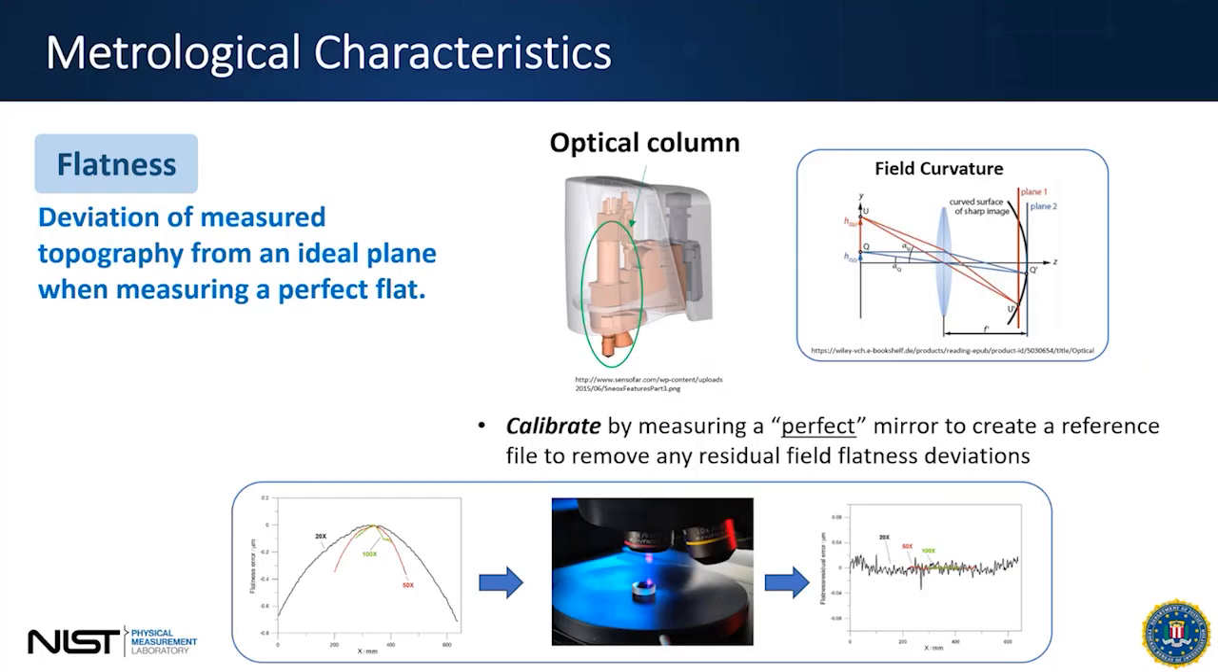Flatness, this one is relatively straightforward and easy to understand. If you measure a flat surface, you should get a flat surface, right? Well, again, when you have microscope objectives, they tend to have a little bit of a curvature error. And unless you quantify this and correct for it, this curvature is now going to be in all of your subsequent measurements. And typically, the instruments that are affected by this will have a procedure to correct for this.